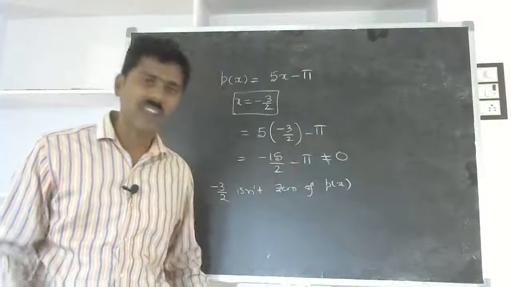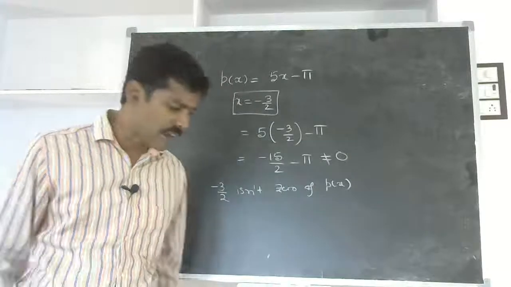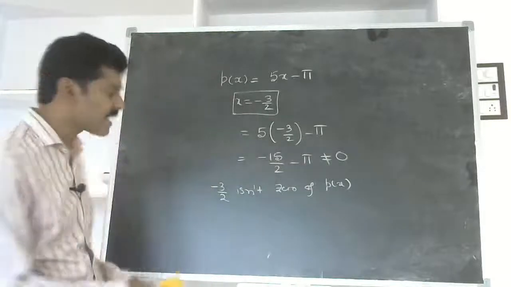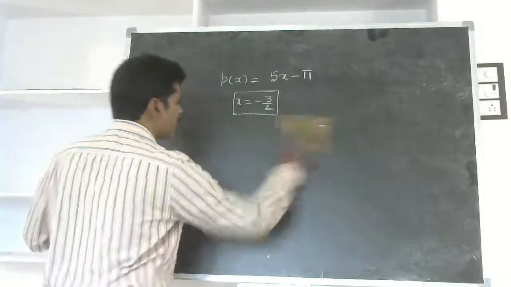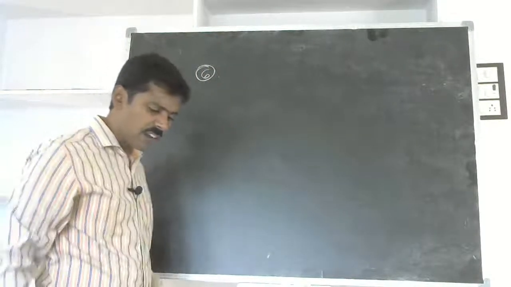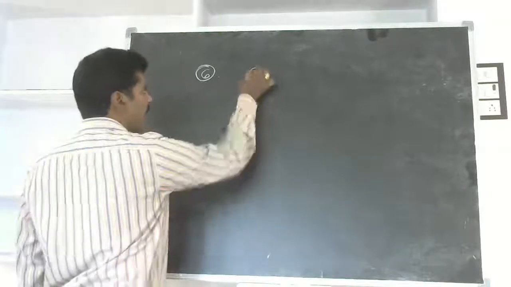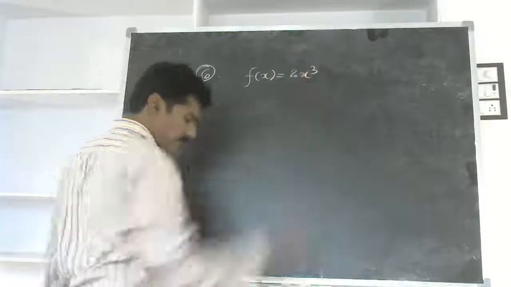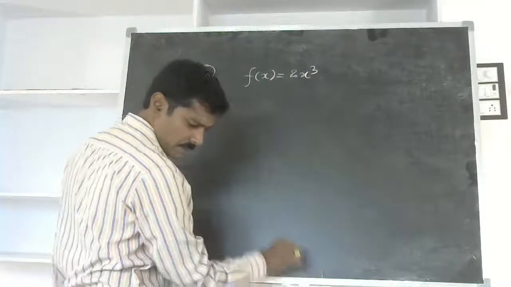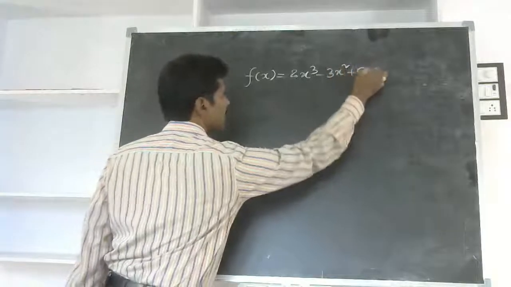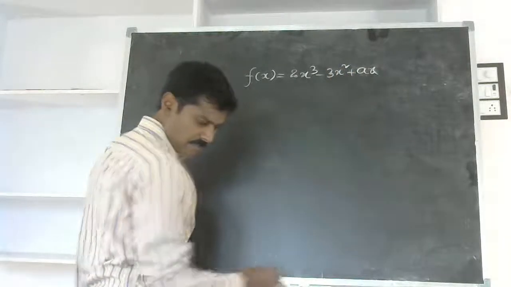And fifth Roman, the fifth problem, as I have explained in your example 4, you can do the same. And sixth I will explain for your convenience. That is problem number 6: if 0 and 1 are the zeros of the polynomial f of x equals 2x cube minus 3x square plus ax plus b.